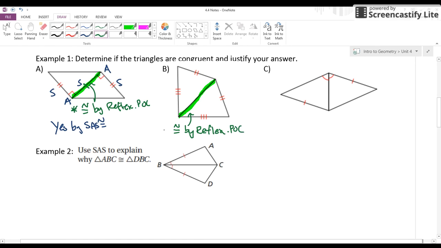And once again, remember, you need to have this in your justification, your explanation. So since it's congruent by the reflexive property, I've got congruent sides here, and a third congruent side. So yes, by SSS congruence.